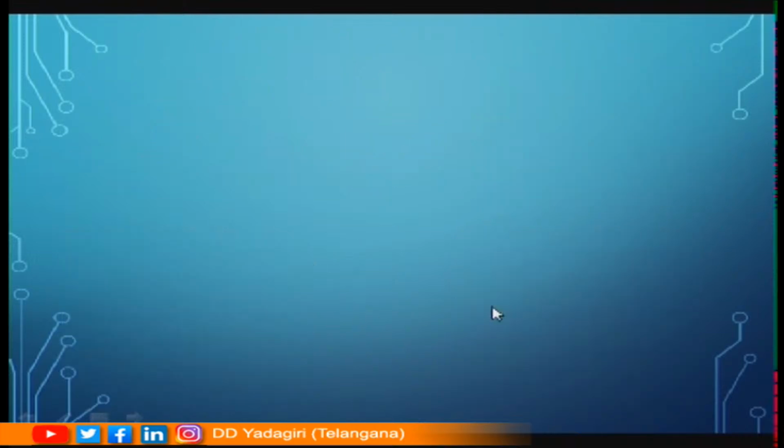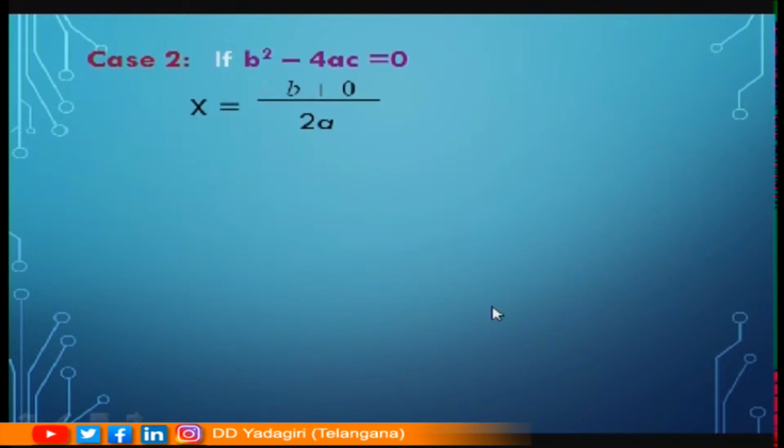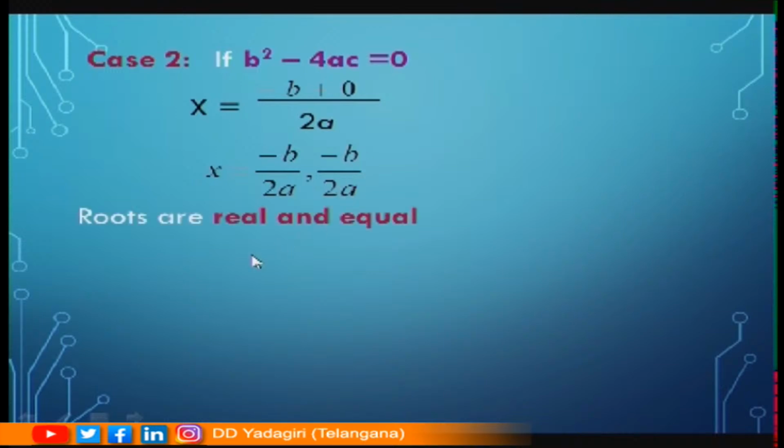Now, let us look at the other case. If b square minus 4ac is equal to 0, what happens? Then x would become minus b by 2a. So, our roots would be minus b by 2a and minus b by 2a. So, we are getting two roots which are real and equal. Observe the roots children. Here x is equal to minus b by 2a and minus b by 2a. We are getting two real and equal roots.